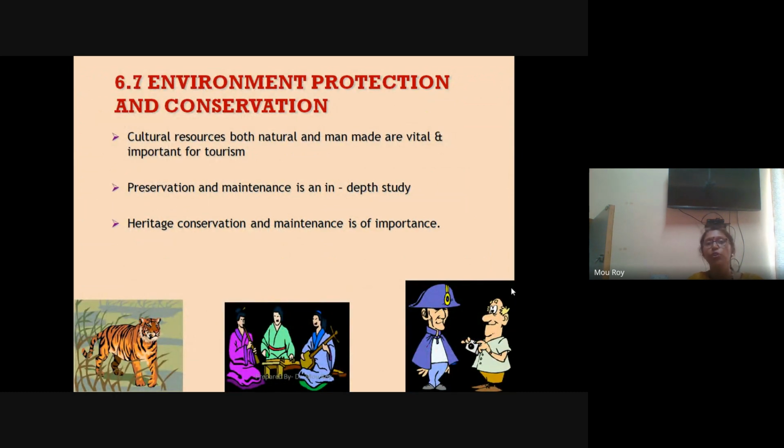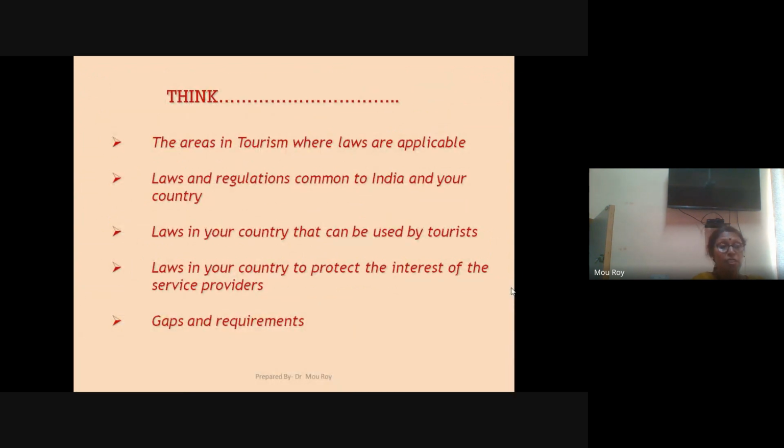Then, as I told you, you have this Environmental Protection and Conservation Regulation Act, where preservation and maintenance is an in-depth study, and heritage conservation and maintenance is also of great importance. Then you also have taxations and travel restrictions, as I told you. So you can summarize it as travel regulations.